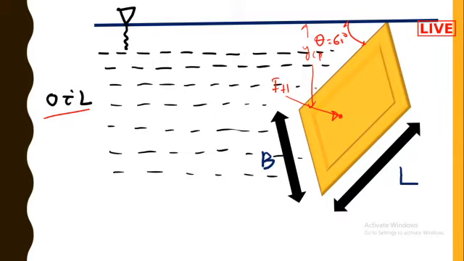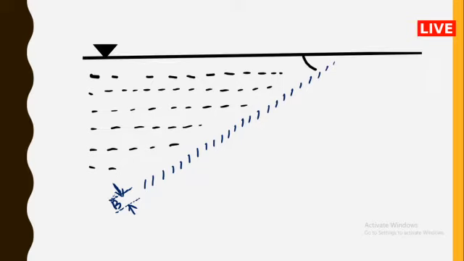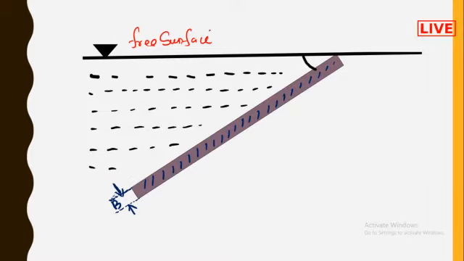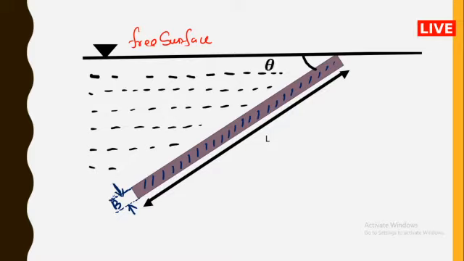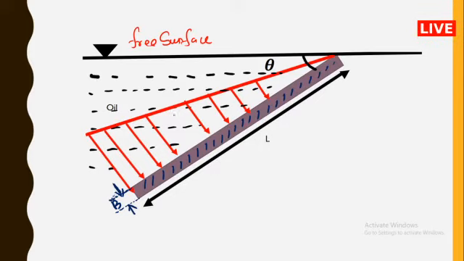Now we need to understand this. Suppose this is the free surface of the oil, and this is my gate. This is the side view. The length of the gate is L, and the width is B, and it is kept at an inclination of theta. The oil exerts a hydrostatic pressure onto the plate, so the hydrostatic pressure distribution will be like this. This is the hydrostatic pressure distribution on the plate.